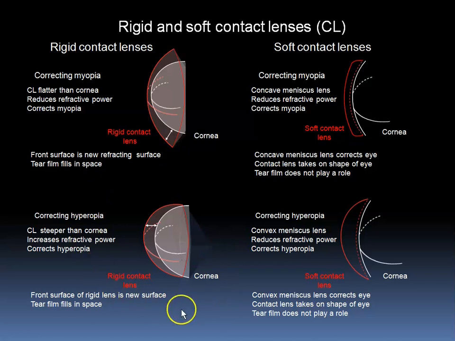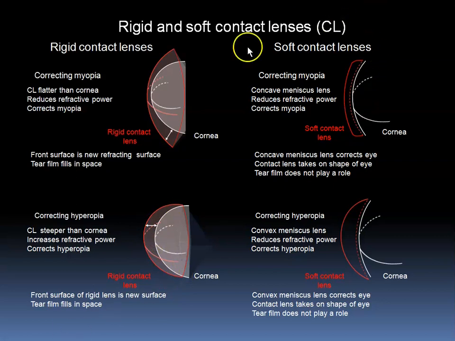Here we show a hyperopic eye in which we've corrected the eye with a steeper contact lens. It is steeper than the curvature of the cornea. In other words, the radius of curvature is smaller so that the power is greater, and it allows the image to be formed more anteriorly so that it can be on the retina in the hyperopic eye. Note that the tear film fills in the spaces between the two surfaces.